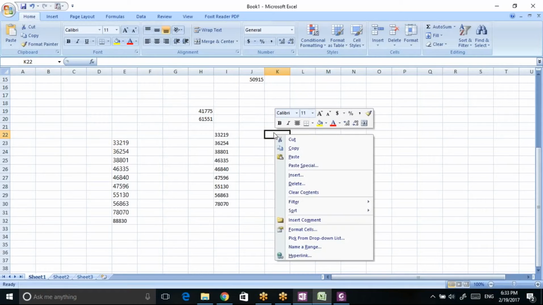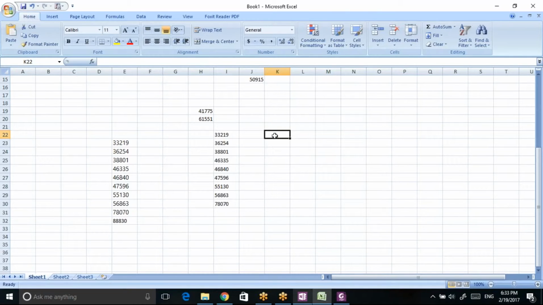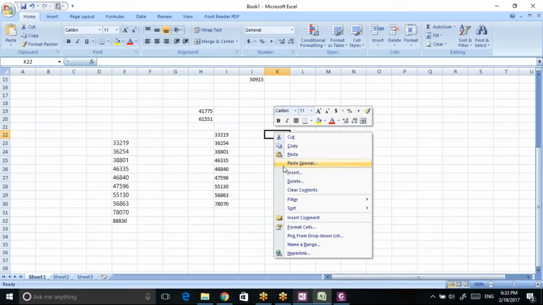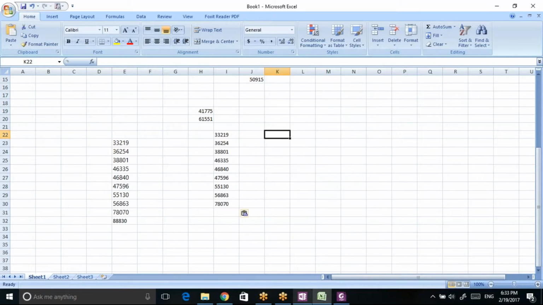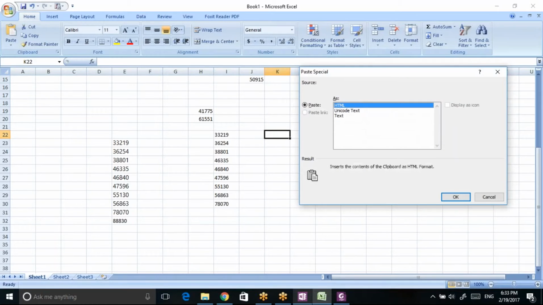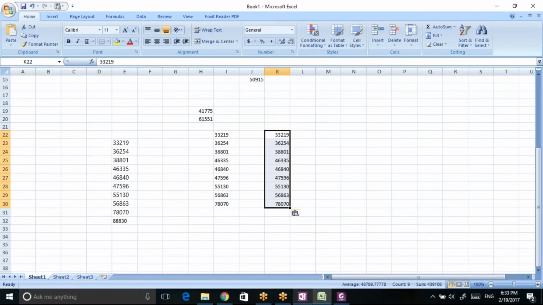You can do Alt E S V after copying. Special paste, then select Value. Just one by one you need to click Alt E S V. It would paste as text only. No, I don't want that. Yes, okay, now it's right. Okay, great.